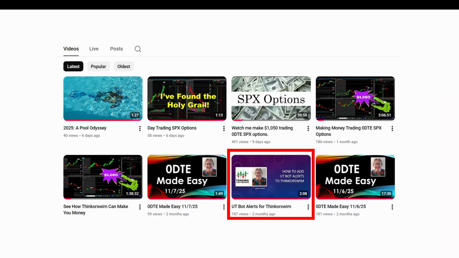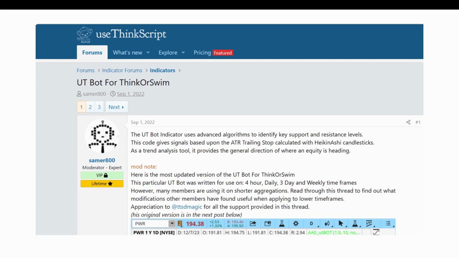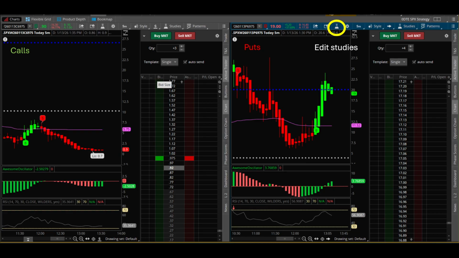I first found out about UT bot alerts in TradingView. However, when I tried to use them in Thinkorswim, they were nowhere to be found. So I put a video on my channel to show how to add UT bot alerts to Thinkorswim. It will take you to a website where you can copy the code and paste it into Thinkorswim. Here is what your screen should look like when you're done.